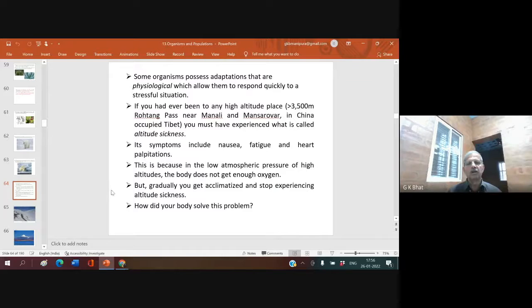Its symptoms include nausea, fatigue, heart palpitation, like that. Not only that. Whenever the oxygen partial pressure is low, your mind will not work properly. You start becoming half mad. Many times I used to get the feeling: who am I, why was I born, what is death, what is father, what is mother, what is wife, why should we live? All such feelings just started coming to my mind.